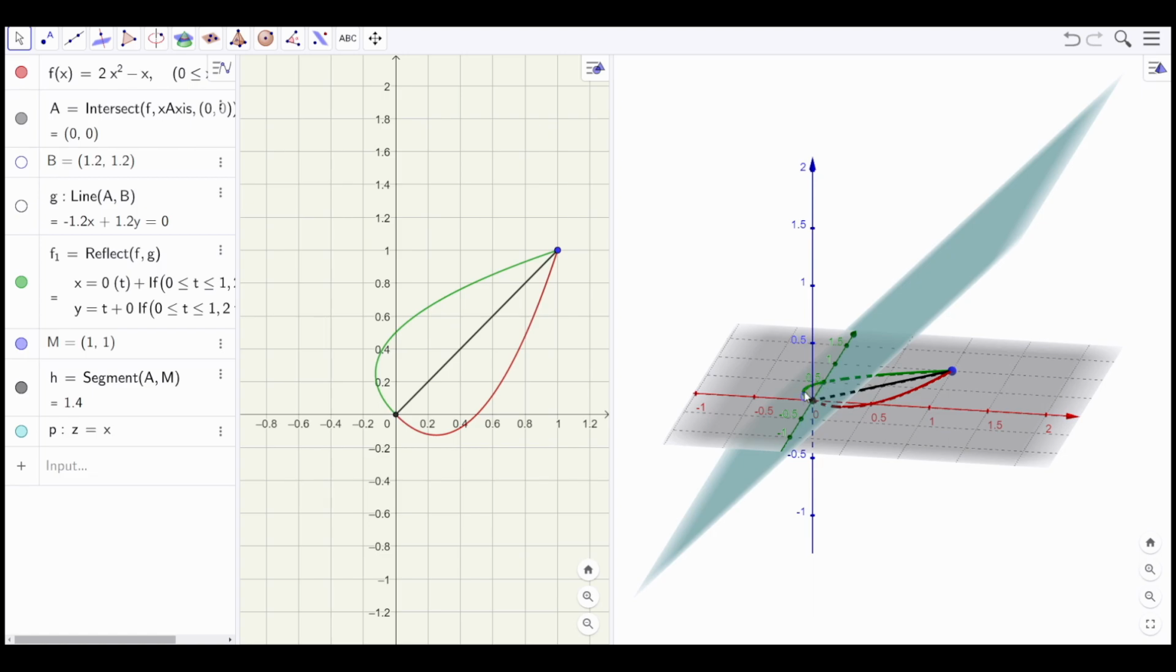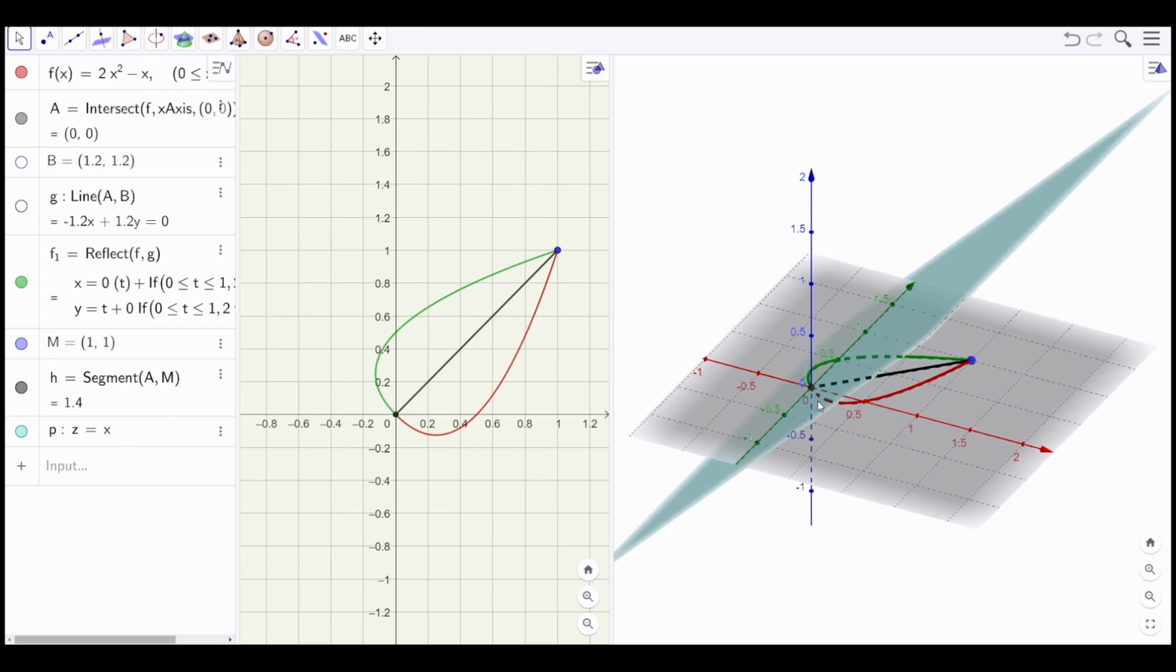Yes, if you calculate this integral on this part only, you will get a negative value. I hope that you understand that the symmetry argument does not work. It is very clear on this picture.